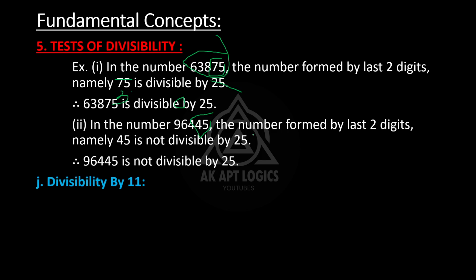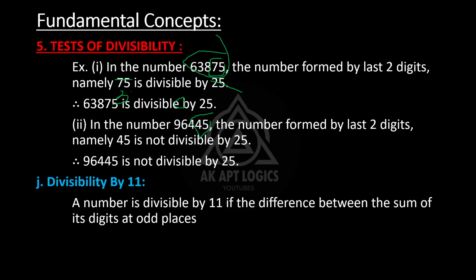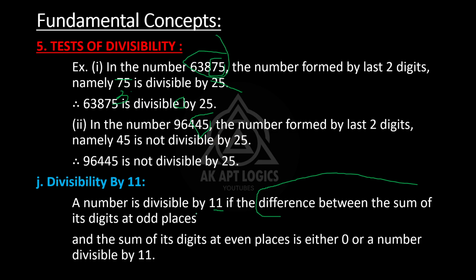11. Divisibility rule of 11. A number is divisible by 11 if the difference between the sum of its digits at odd places and the sum of the digits at even places is either 0 or a number divisible by 11, then the number is divisible by 11.